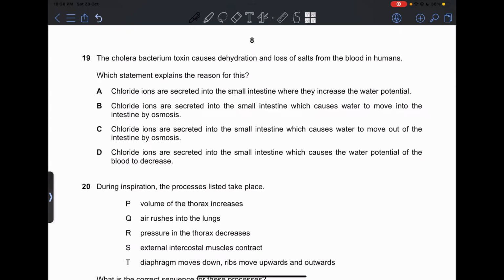This is a correct statement because we know that osmosis moves from high concentration to low concentration, and so the high concentration, or the high water potential, is the water. It will move to the low water potential, which is the chloride ions, so that will cause the dehydration and loss of salts. So our answer is going to be B.